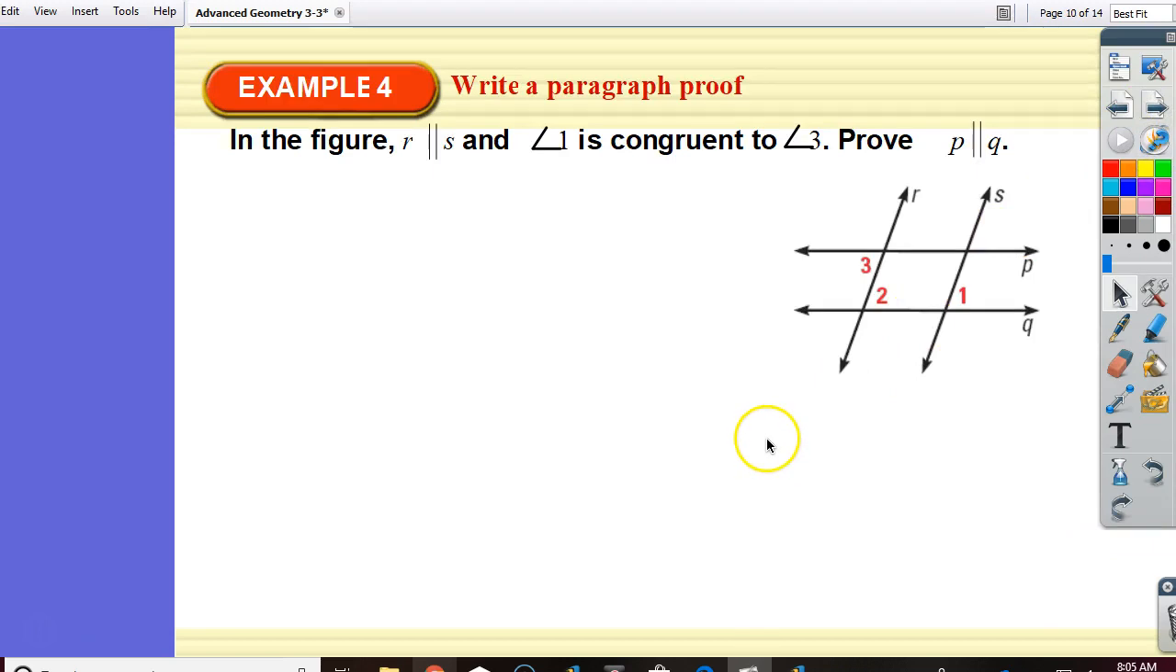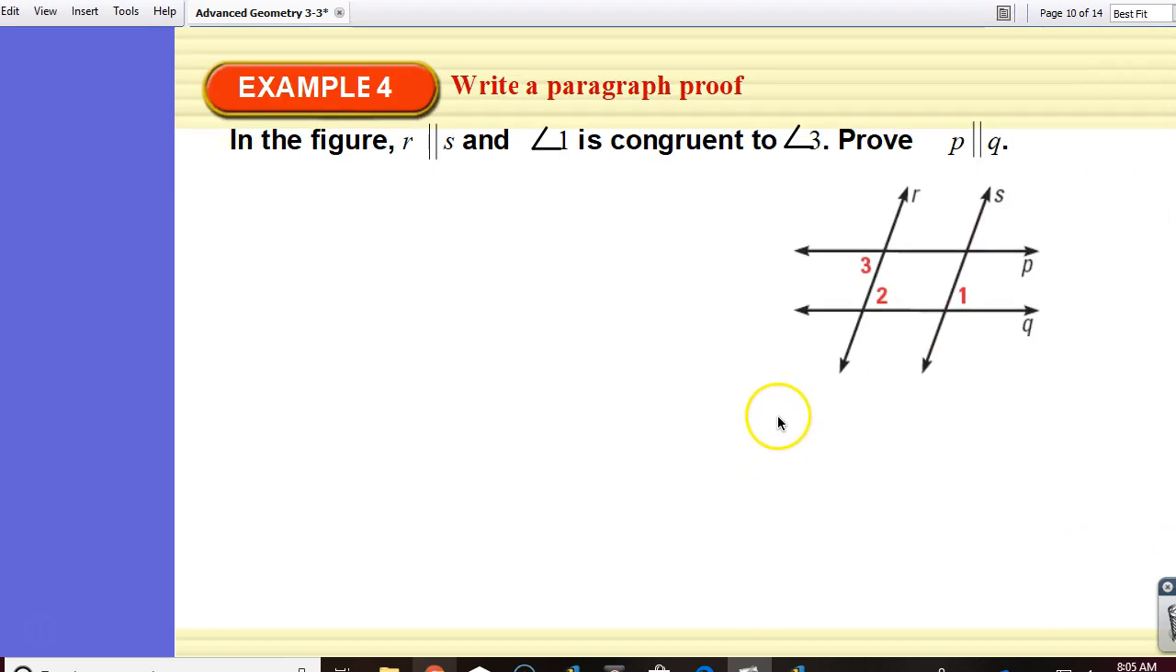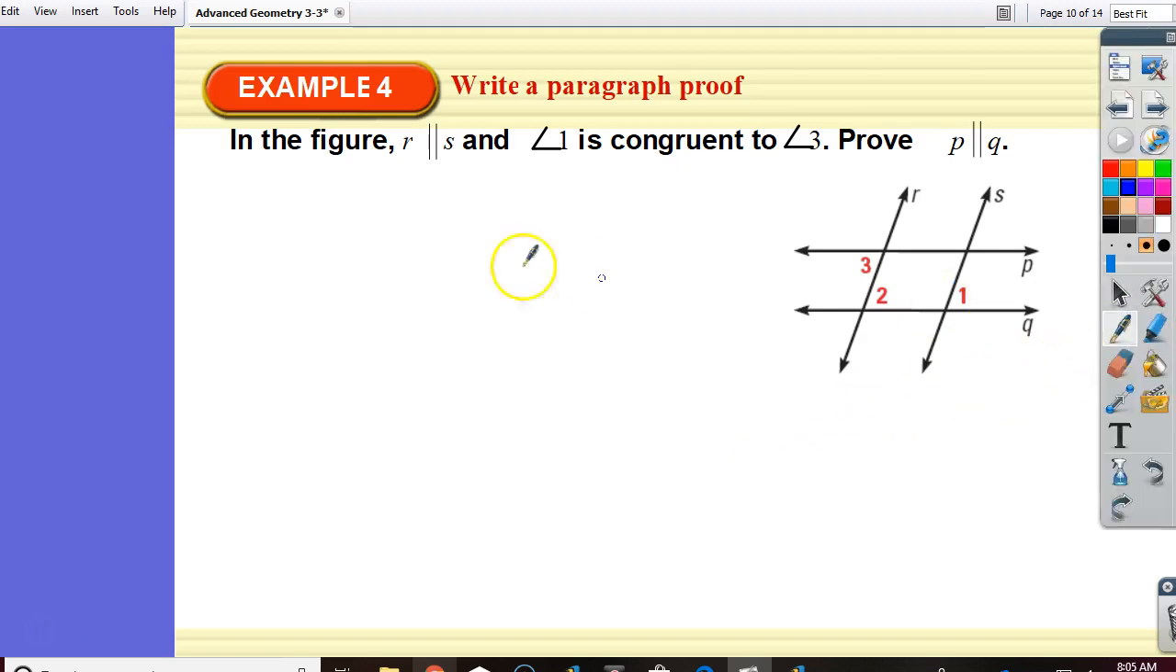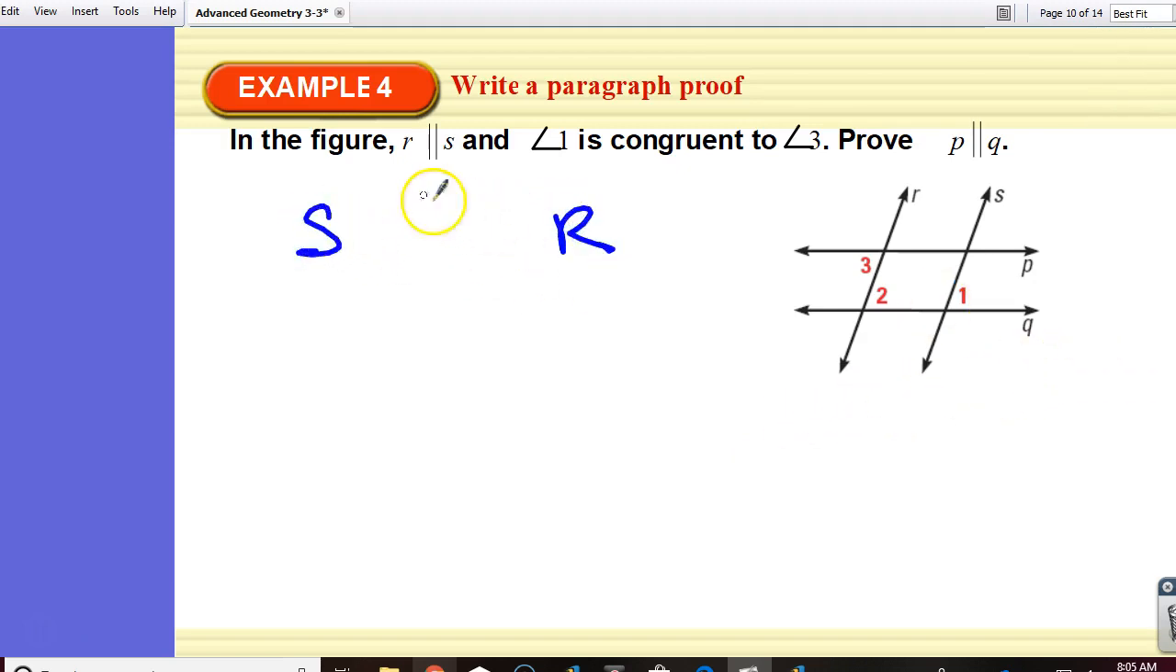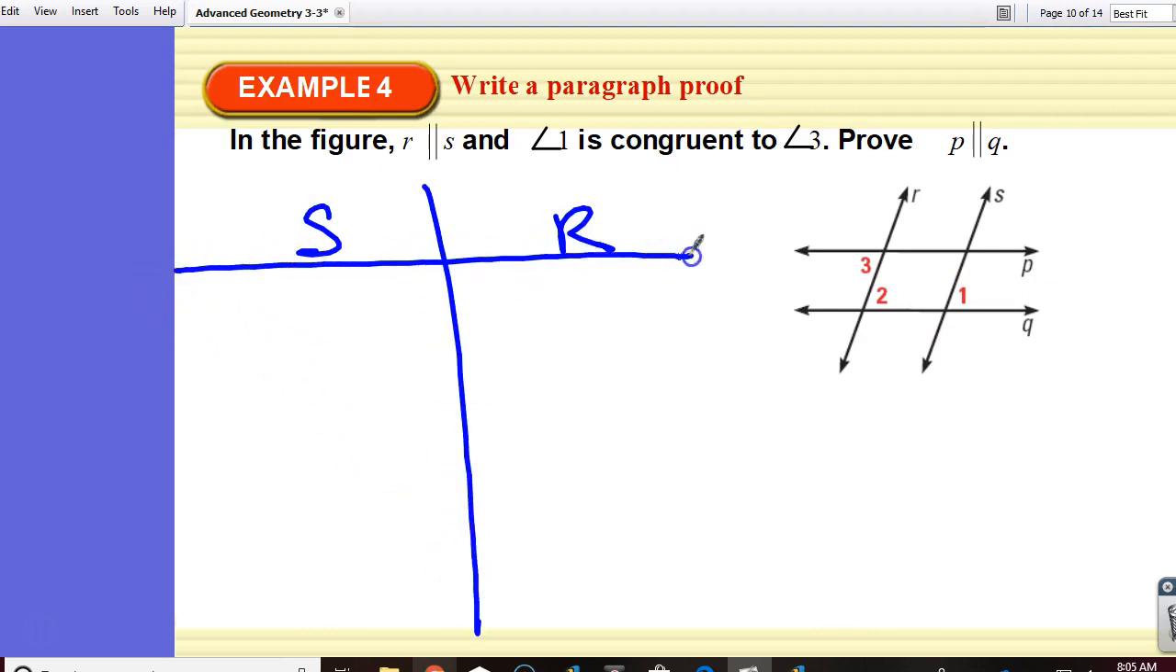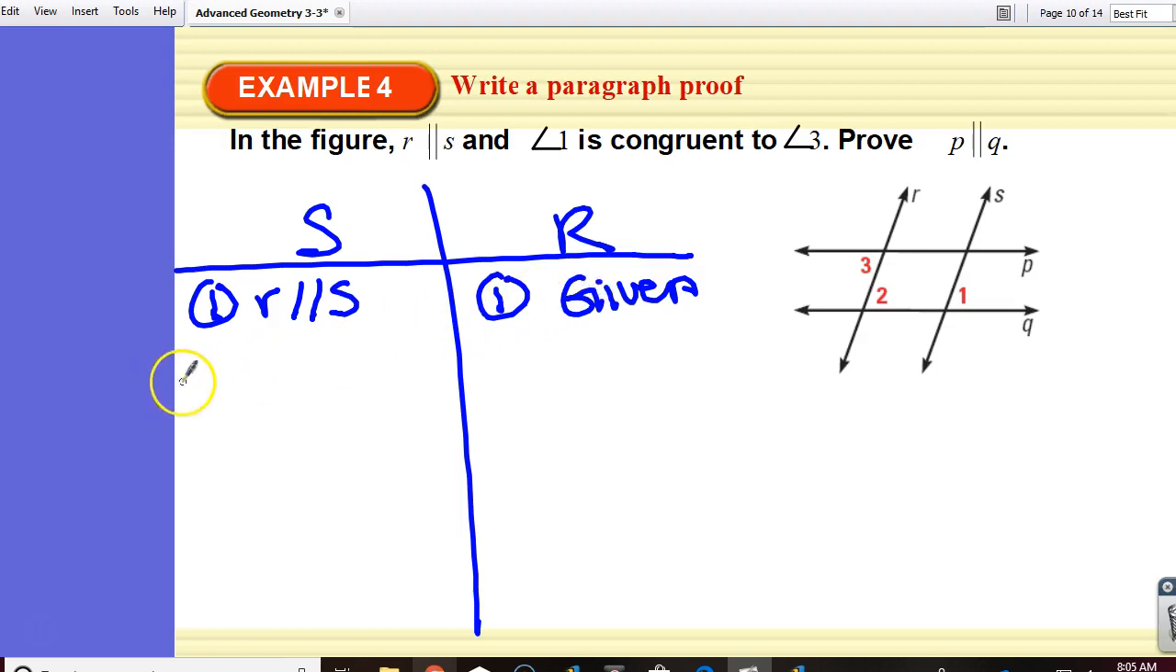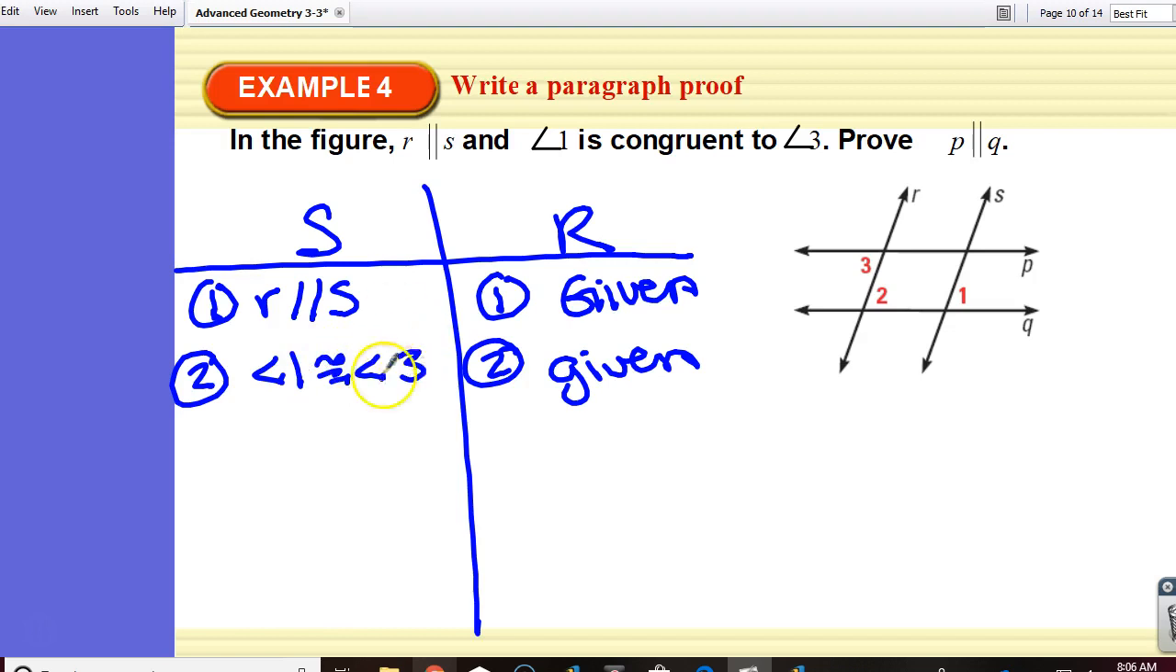In the figure, R is parallel to S. Angle 1 is congruent to angle 3. Prove the lines are parallel. So we have our statements. We have our reasons. R is parallel to S. Given. Angle 1 is congruent to angle 3. Given. You can put them all under 1 or you can separate them. It's okay either way.